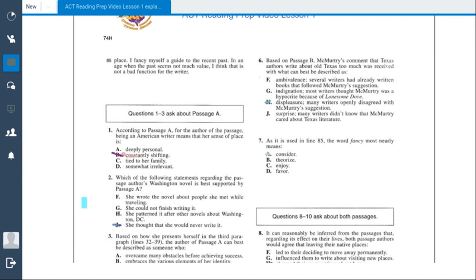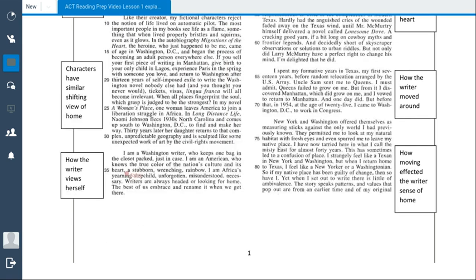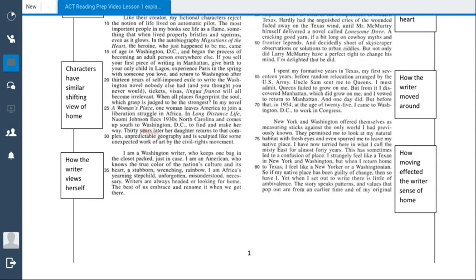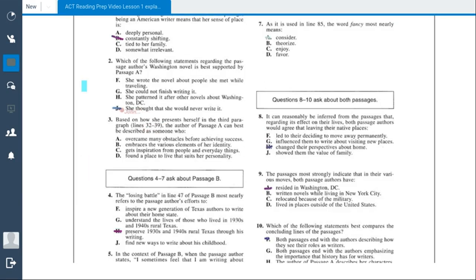Which of the following statements regarding the passage author's Washington novel is best supported by passage A? So if we look at line 21, it says that, and she thought that she never would write that. So the answer for that one is J.